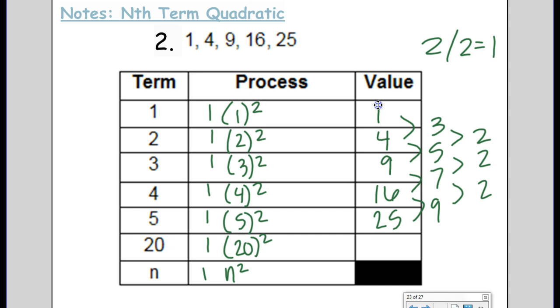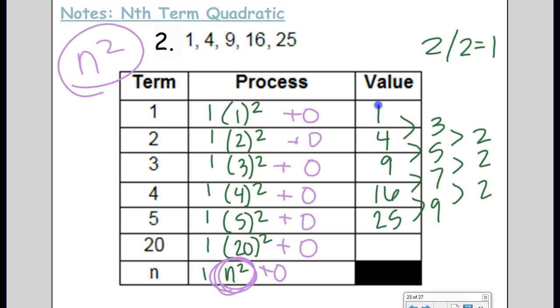And guess what? The tweaking step. 1 squared already equals 1. It's plus 0. And 2 squared already equals 4. And 3 squared already equals 9. So the tweaking step is not even necessary. So your nth term you should have gotten is just n squared. You can write 1n squared plus 0, but the 1 is not necessary and the 0 is not necessary. So the answer is actually just n squared. So what would our 20th term be? 20 squared. 400.